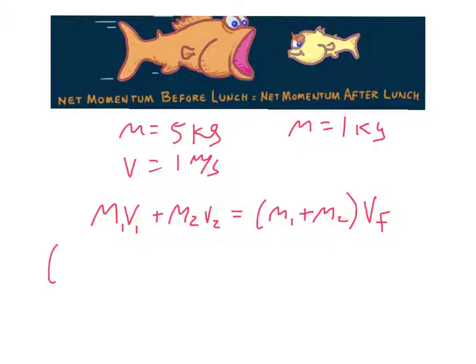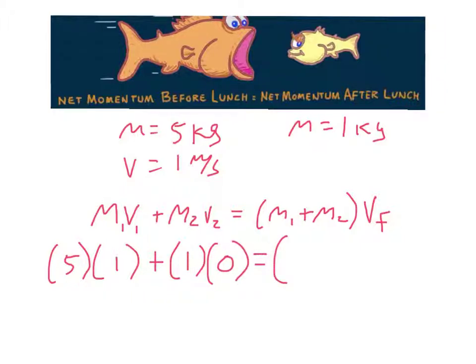which has a mass of 5 kilograms, is moving at 1 meter per second. The small fish with a mass of 1 kilogram is stationary. Then after the collision, both masses are together, moving with some common final velocity. So the momentum beforehand is going to be 5 kilogram meters per second, and the momentum afterward is still going to be 5 kilogram meters per second, but the mass has increased by 1 kilogram.